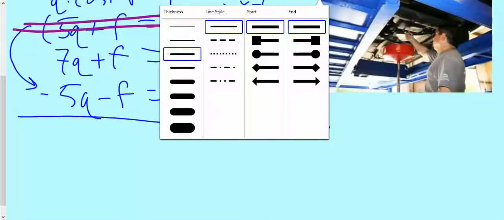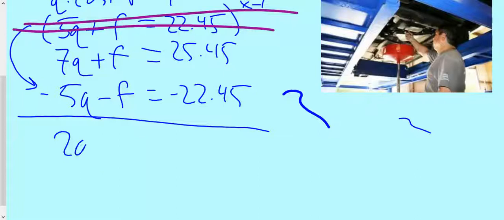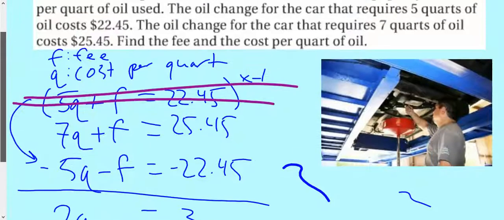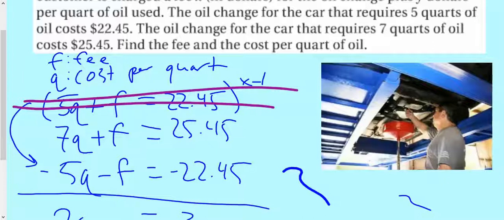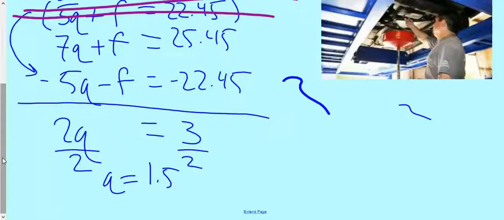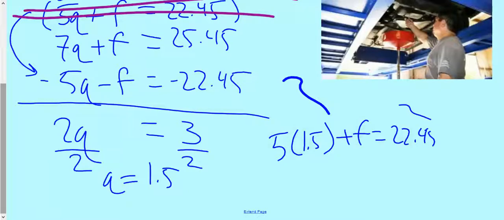Now I'm going to add the two equations together. So 2q, f plus -f is 0, and then 25.45 plus -22.45 is 3. I divide by 2, and I find out that q is 1.5. So the cost per quart is $1.50. Then I have to figure out what the fee is. Now I'm going to take my 1.5 and plug it into one of my equations. I'll just do 5q, so 5 times 1.5, plus my fee equals 22.45.